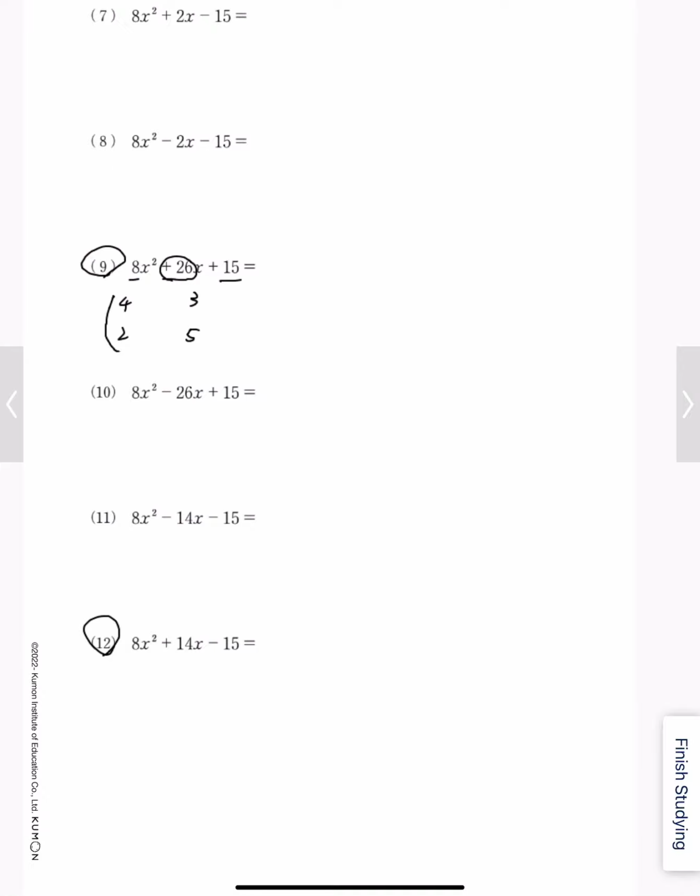I'm gonna put 3 over here. Notice that the 4 and 2 multiplied together will give you 8. 3 and 5 multiplied together will give you 15, just to verify that. Okay, and then let me cross multiply. 4 times 5 is 20. 2 times 3 is 6. When you add together, it's gonna be 26, which is a perfect match for this. So how do I write it? 4x plus 3 and 2x plus 5. That's my factorization for this question.